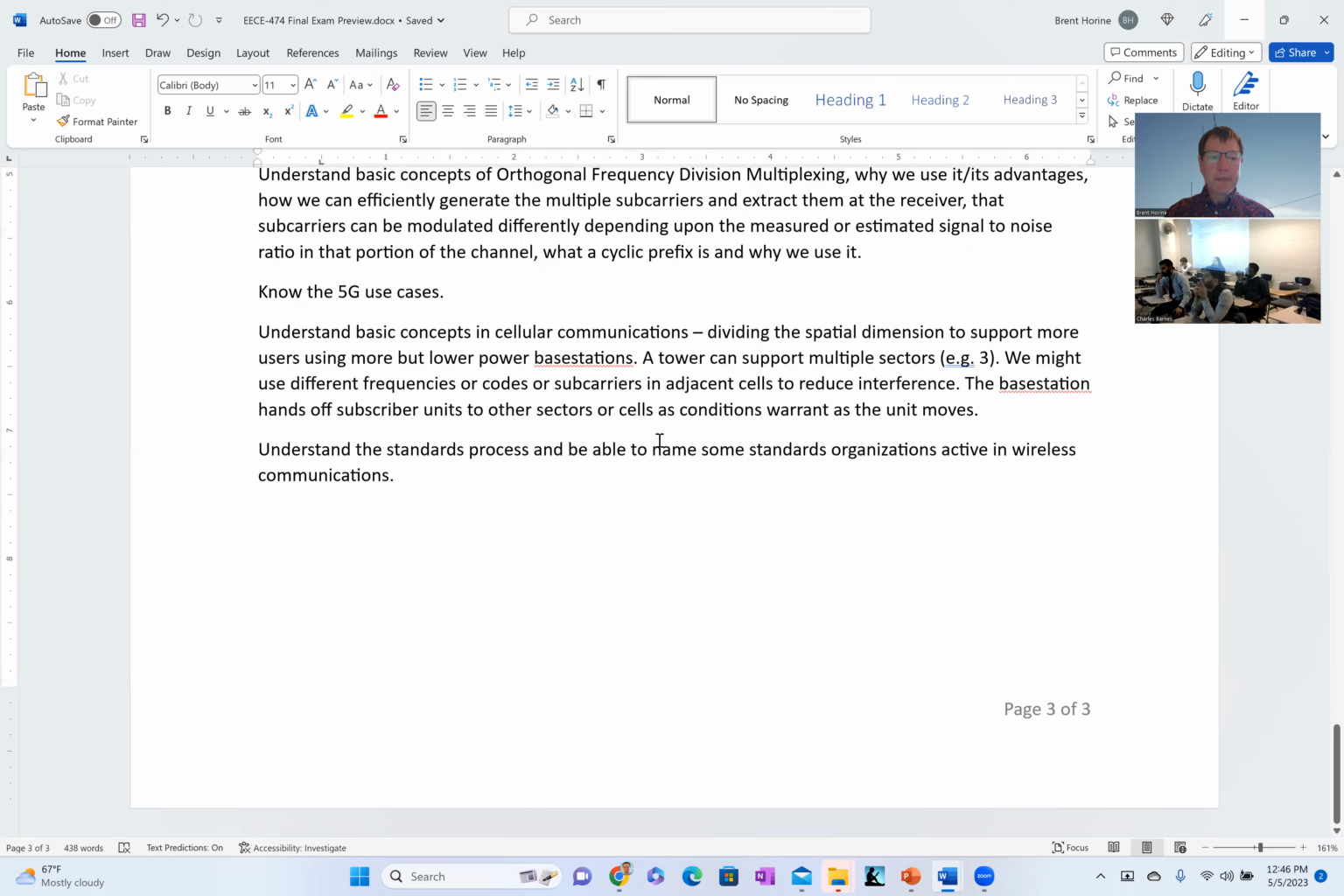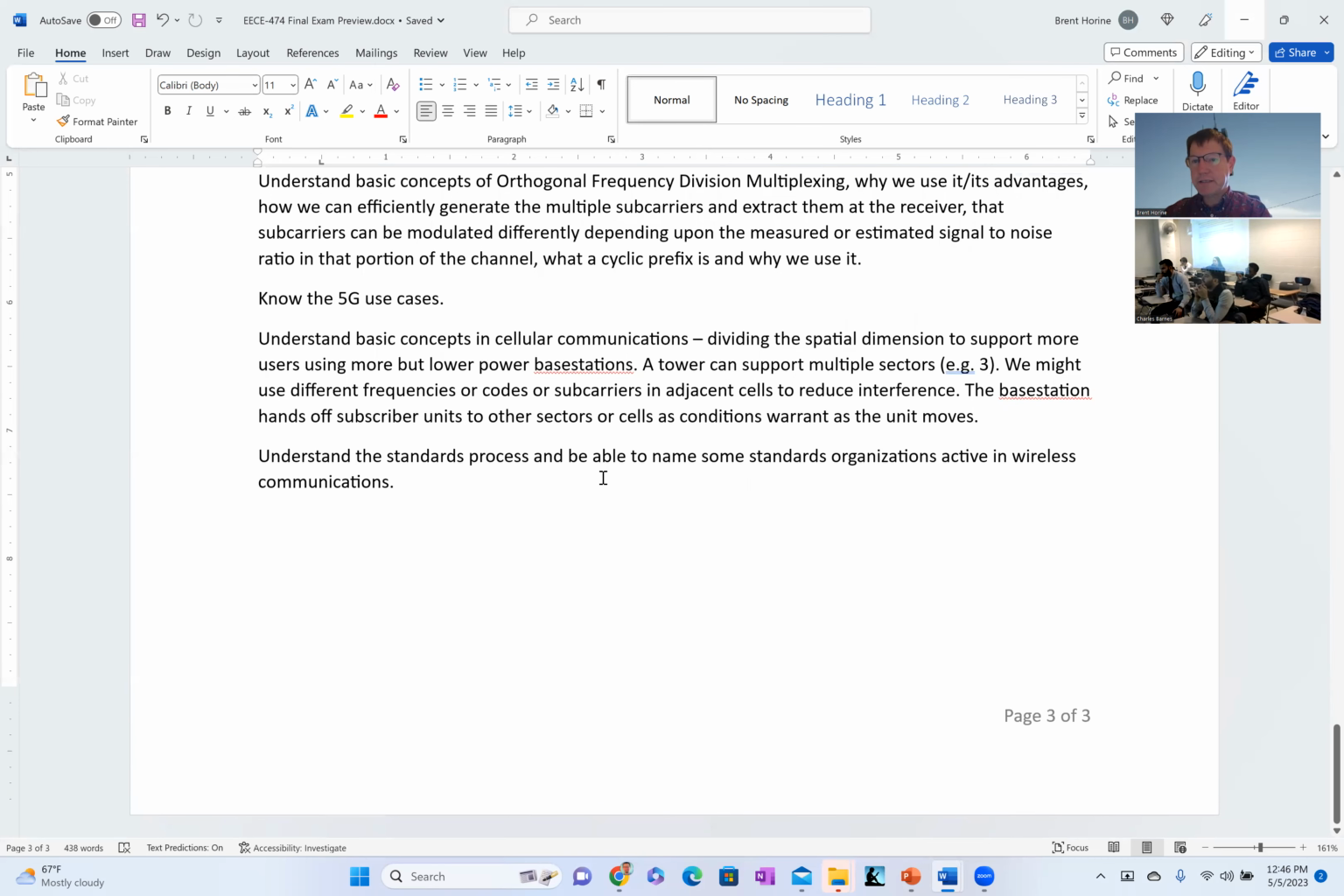And then finally understand that standards process, be able to name a few standards organizations that are active in wireless communications, and be able to talk through that IEEE standards process, the parts of that I emphasized in the presentation. So this is up on Moodle, so please take a look at it.